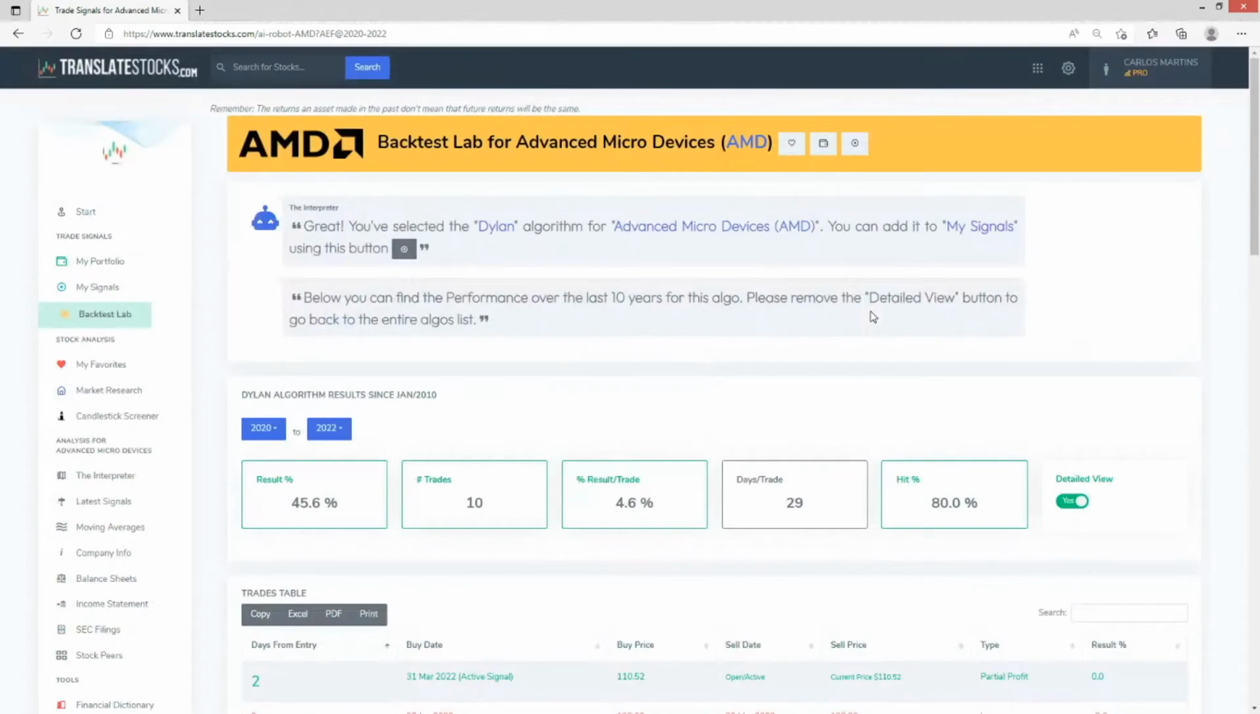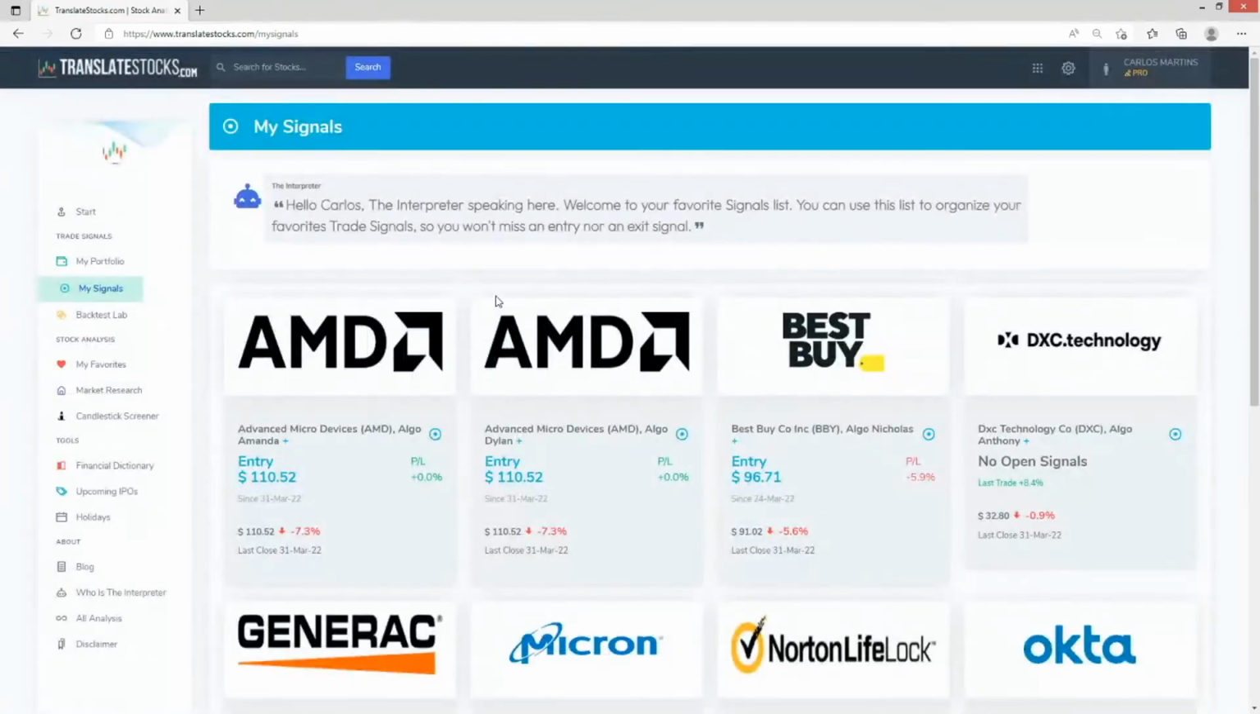Now, if we want to make things even easier for us, let's say we liked this signal. In other words, we liked the Dylan algorithm for AMD. We can click here on this button to follow it by adding it to our list of signals. Let's click on it. So we had AMD in our list of signals already, but for the Amanda algorithm, now we have 2 AMD signals for 2 different algos that gave us buy signals for the same entry price on the same day. One is Algo Dylan and the other is Algo Amanda.